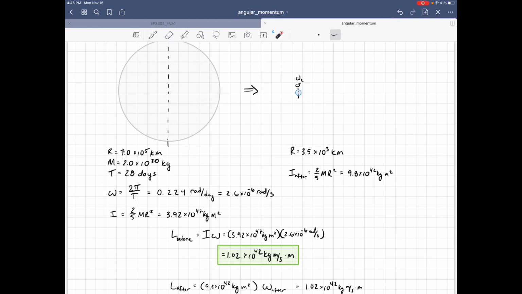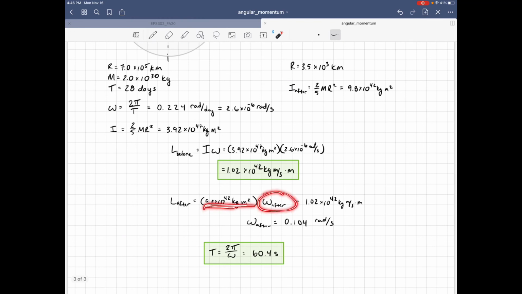So afterwards, I omega: I don't know what omega is after, but I know what I is because I just calculated it. And that, again, is the angular momentum after. It's got to be equal to the angular momentum before, so I'm setting that equal to this number right here. Then I solve for omega after, and I get 0.104 radians per second. Now if I want the period, I just take 2 pi over omega, and I get that the period is about 60 seconds, about a minute.